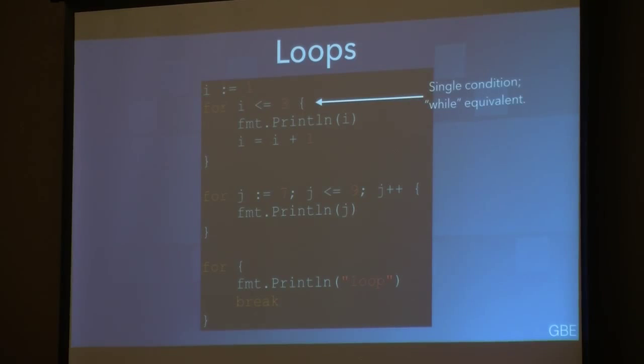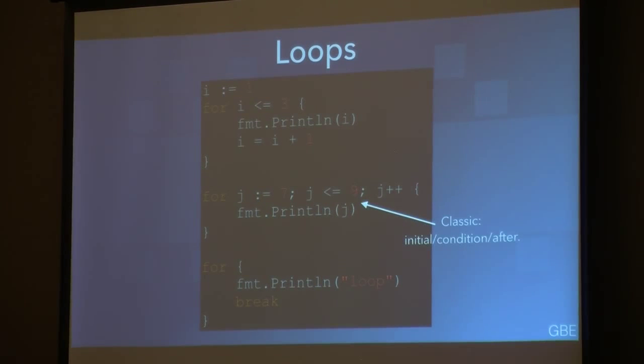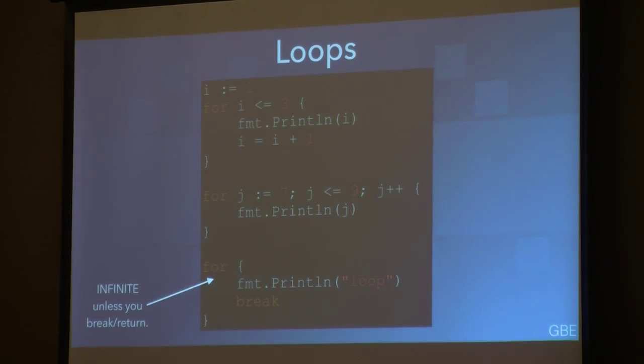There's just a for loop. For is the only loop in the entire language. You can have a single condition for, which is equivalent to a while. Great. You can also have a classic initial condition after. And if you want an infinite loop, you just write for. And if you break or return, then you get to get out of that. We do these things anyway, so let's just make them first-class features in the language and get rid of some of the crufty bits. Like, I can create an infinite loop with a for in Java, but I have to have parens and double semicolon. It's just silly.